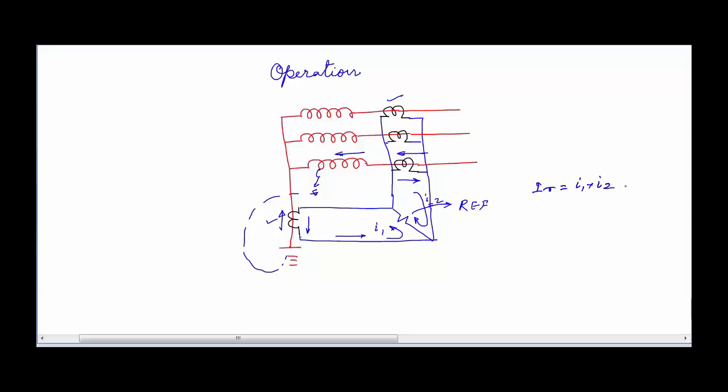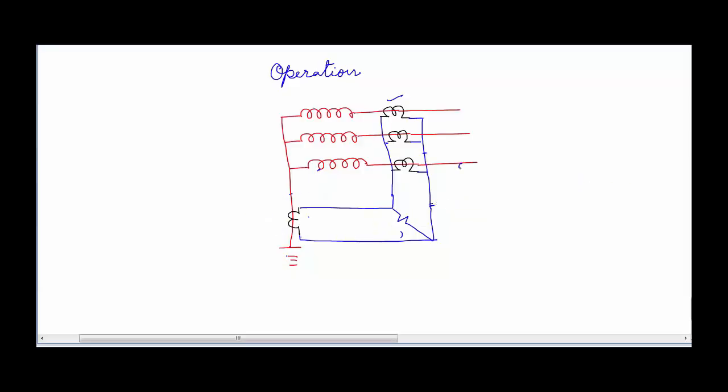So if this I1 plus I2 is greater than the pickup value of the REF relay, which is set to a very low value, it is going to give a trip signal to the circuit breaker located on the high voltage side of the transformer, and it is going to give a trip signal to the circuit breaker located on the low voltage side of the transformer, because if the low voltage side has connectivity with the system, then it will keep on feeding the fault, which is ultimately going to damage the transformer. So when there is an REF trip, it is going to give a trip signal to both side circuit breakers.